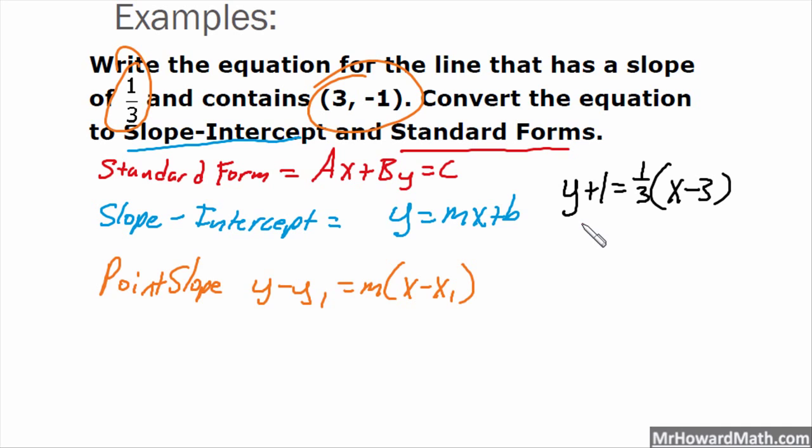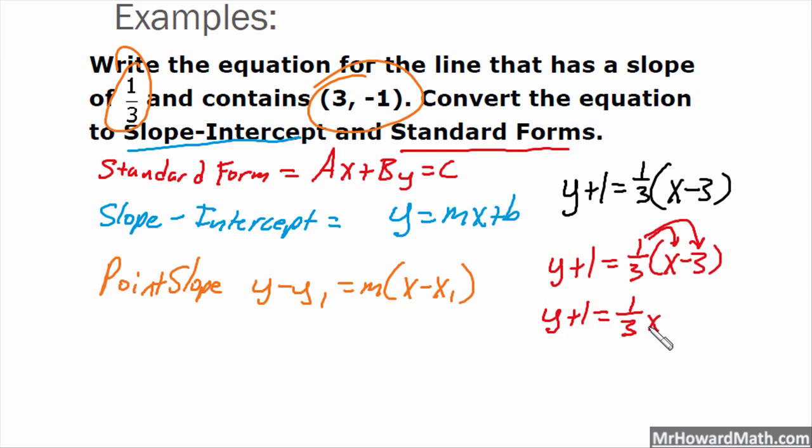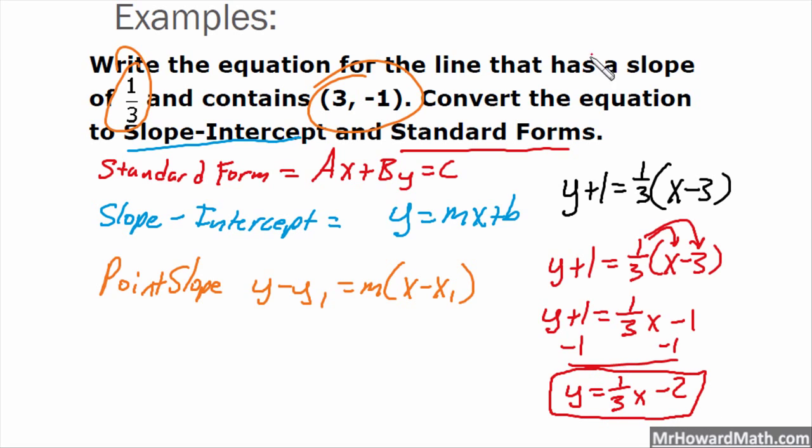Then to take it to slope intercept form, I start with point slope, y plus 1 equals 1/3 times the quantity x minus 3. Distribute the 1/3, distribute the slope in, so that would be y plus 1 equals 1/3 x minus 1. 1/3 times negative 3 is negative 1. Our goal for slope intercept is to get y by itself, so subtract 1 on both sides, and we get y equals 1/3 x minus 2. So that would be our slope intercept form. This was our point slope form. Now for standard form.